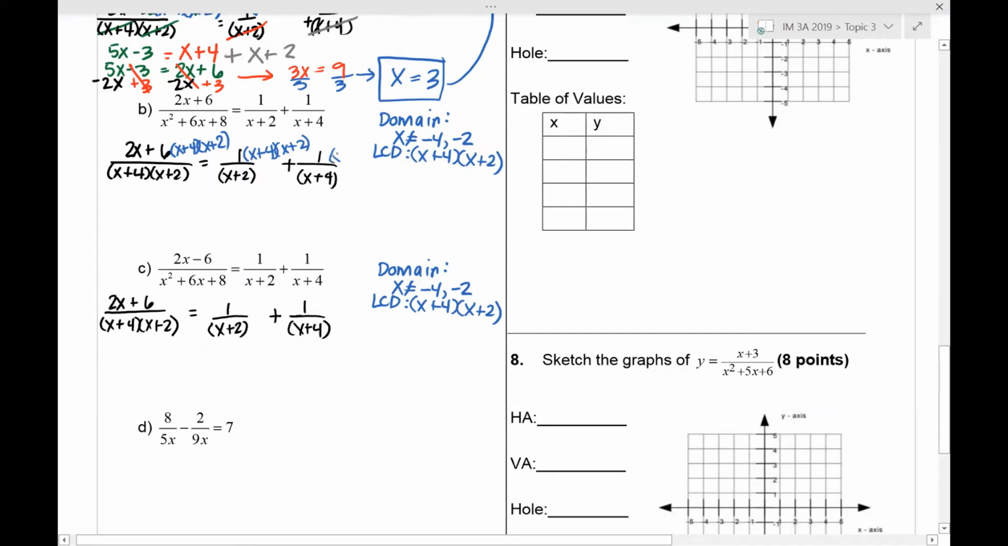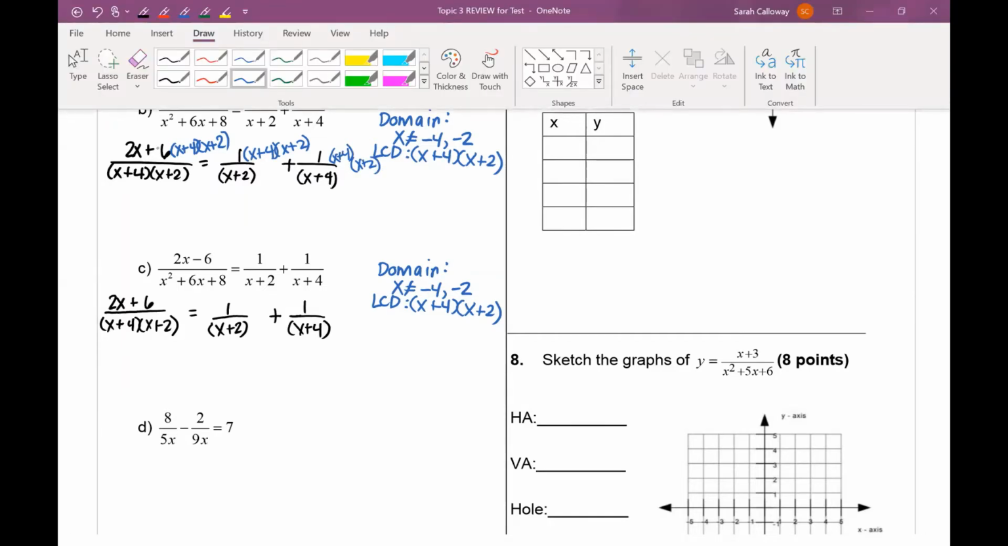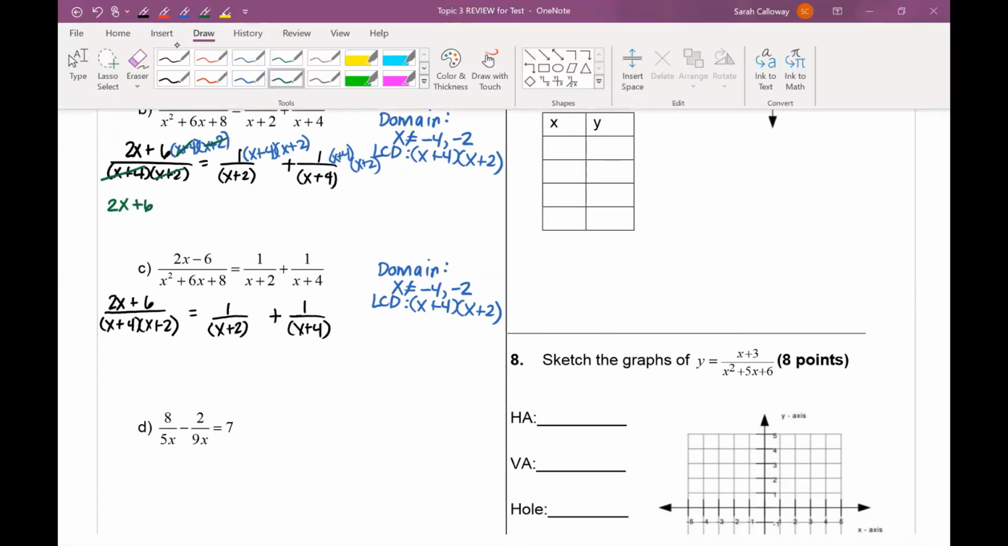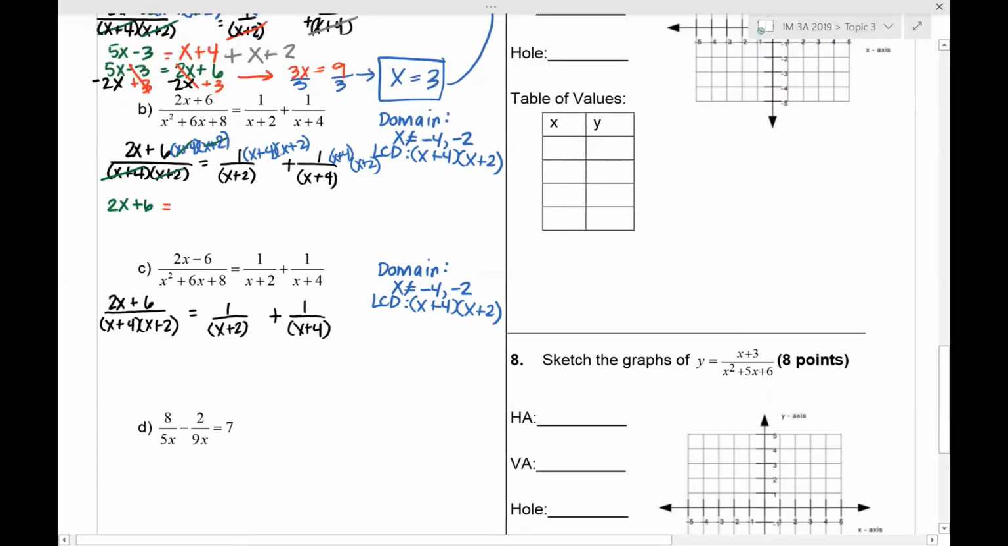So I've got x plus 4 times x plus 2 that I'm multiplying each numerator by. And so for the first expression, I have both factors in my denominator, so they're going to reduce away. So I'm left with just my numerator, 2x plus 6. So that's going to be equal to, for the second fraction, I can reduce x plus 2's. So that's going to be 1 times x plus 4. So just x plus 4.